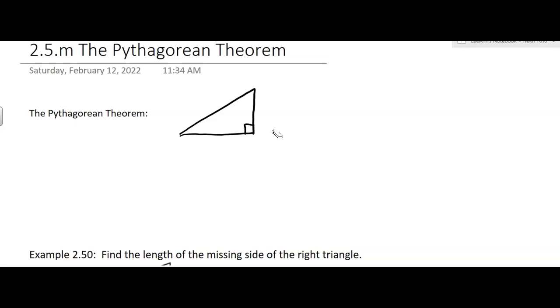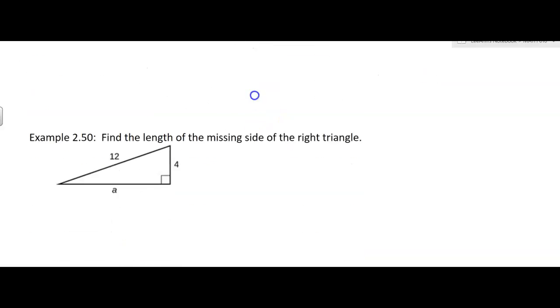But when you have a right triangle, then you have two sides, A and B, and then the long side, the side that's across from the right angle, that's C. That's called the hypotenuse. So C is the hypotenuse. When you have a right triangle, you're going to have two shorter sides, and then the long side being the hypotenuse. Then there's a relationship, and the relationship says that A squared plus B squared equals C squared. Okay, so that's the Pythagorean theorem.